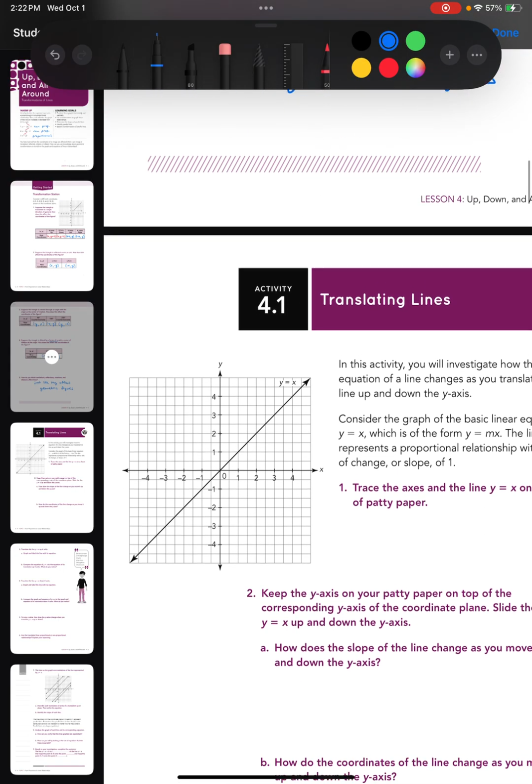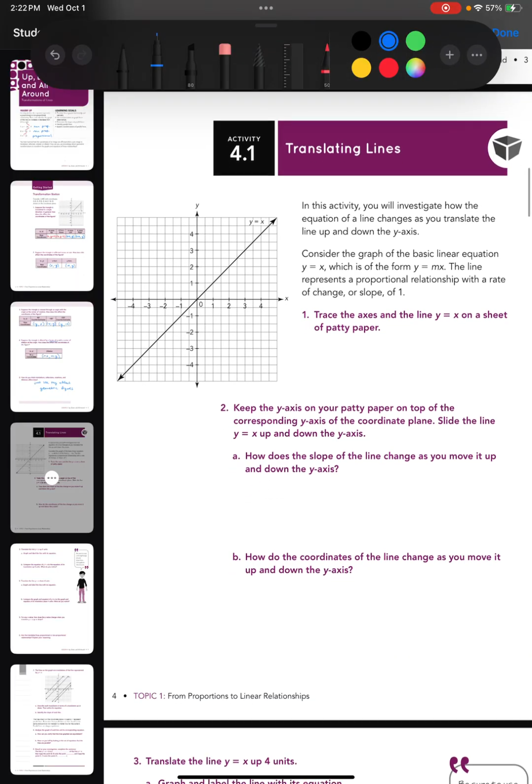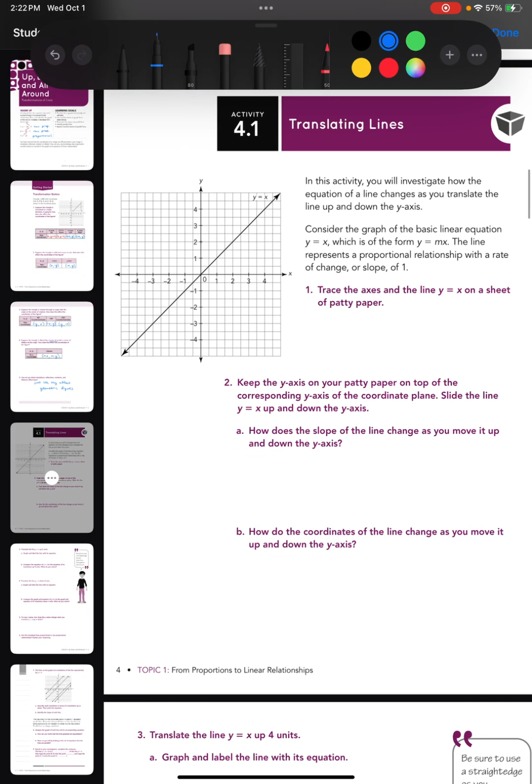All right, on to activity 4.1. It says in this activity, we're going to investigate how the equation of a line changes as we translate the line up and down the y-axis. Consider the graph of the basic linear function, y = x. That's the linear parent function. The line represents a proportional relationship with a rate of change or slope of 1.